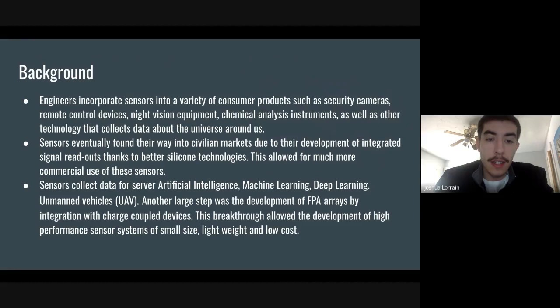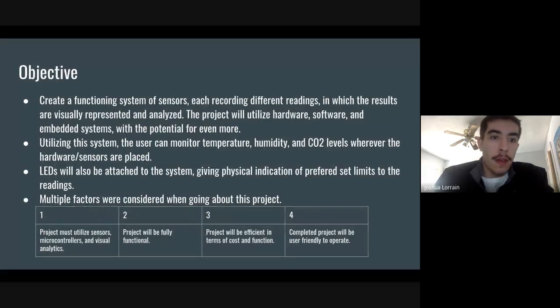The sensors collect data for artificial intelligence, machine learning, deep learning, UAVs, unmanned vehicles. Another large step was the development of FPA arrays by integration with charge-coupled devices, and this breakthrough allowed the development of high-performance sensor systems of smaller sizes, lightweight, and lower costs, so more efficient in general.